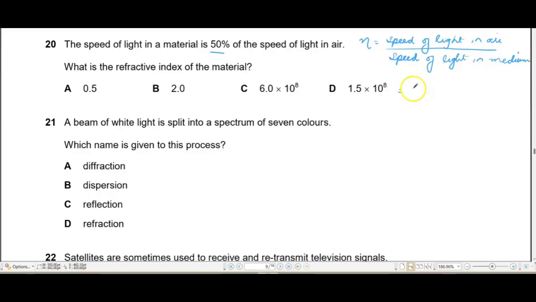So over here we know that the speed of light in air is 3 into 10 raised to the power 8 meter per second, and they've mentioned that in the material the speed is 50% that of speed of light in air. So 50% would be divided by 2. Okay, so this is going to get cancelled, and the refractive index is going to be 2. So B is our correct answer.